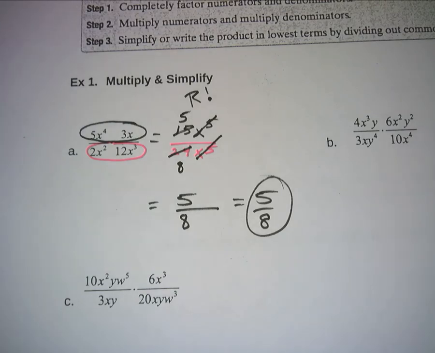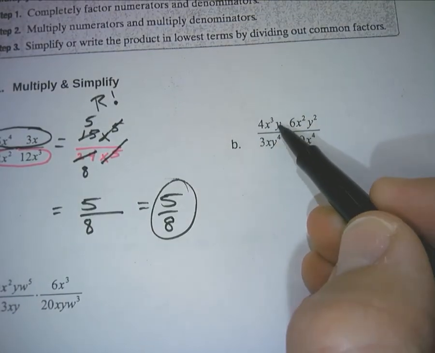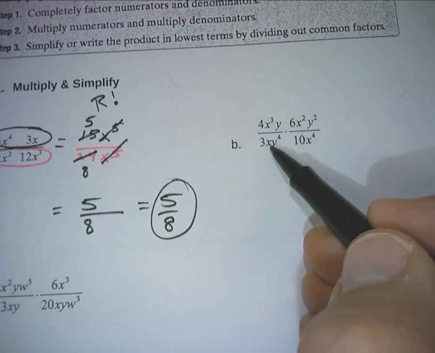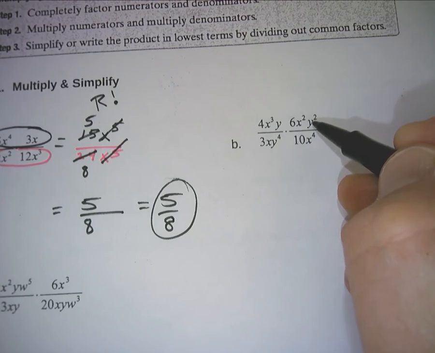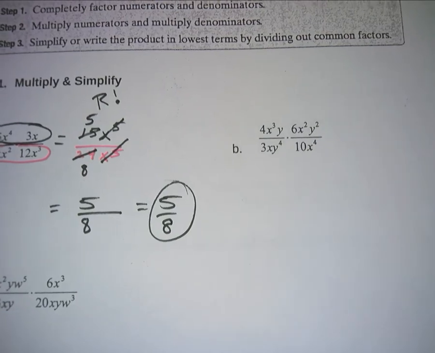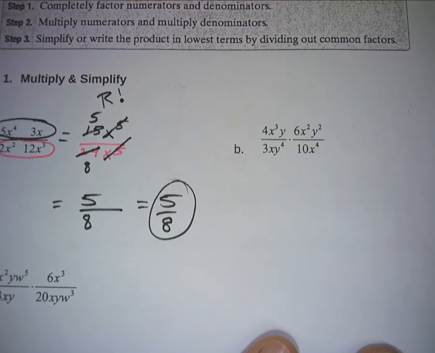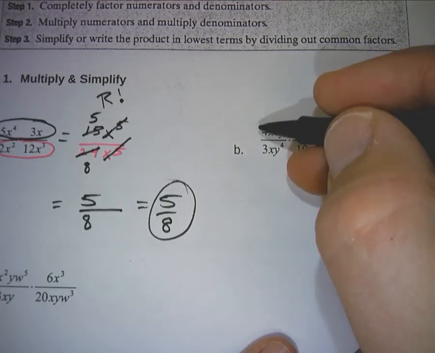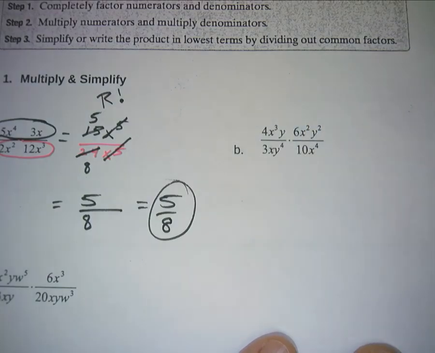The other option, I have example B here, so I'll read it off. I have 4x to the 3rd y over 3x y to the 4th, times 6x squared y squared over 10x to the 4th. The other option is to start reducing first and then multiply. Some people like to do that. Let's take a look at how that would be done. Basically, anything on top can reduce with anything on the bottom. We have all monomials here, so we can do that.